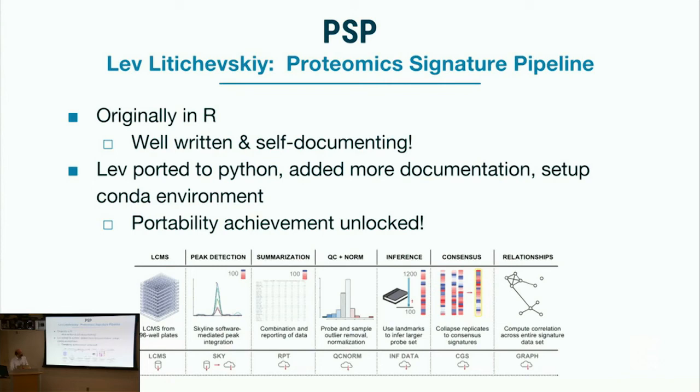So first, I'll talk about the proteomics signature pipeline briefly. This was originally in R. It was fairly well written. The code was self-documenting. That was great, but they wanted to move it into Python and make it more portable. Those were some of the main goals, and then start to extend it and add on to stuff, which Lev has done. And he set it up so we can use Conda as the environment. So we've got our portability achievement unlocked with that, which was pretty great. And these are the data processing steps in that pipeline. You can sort of see it follows the pattern I showed you in the graphic earlier. So that has been fantastic.